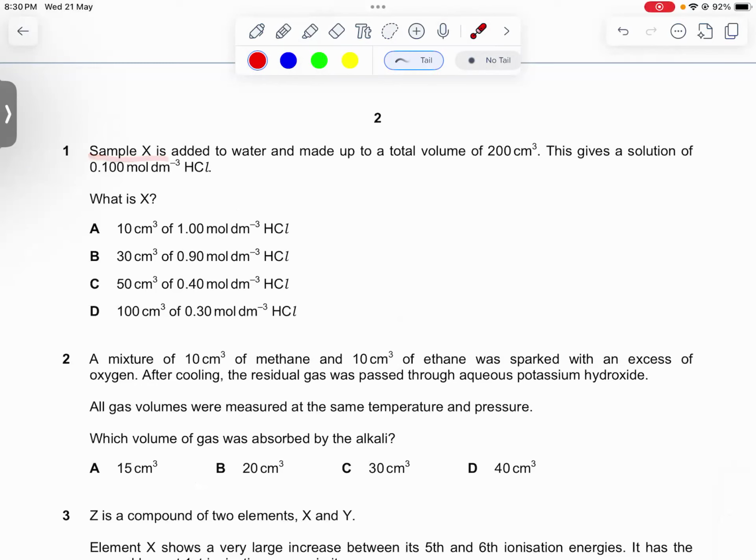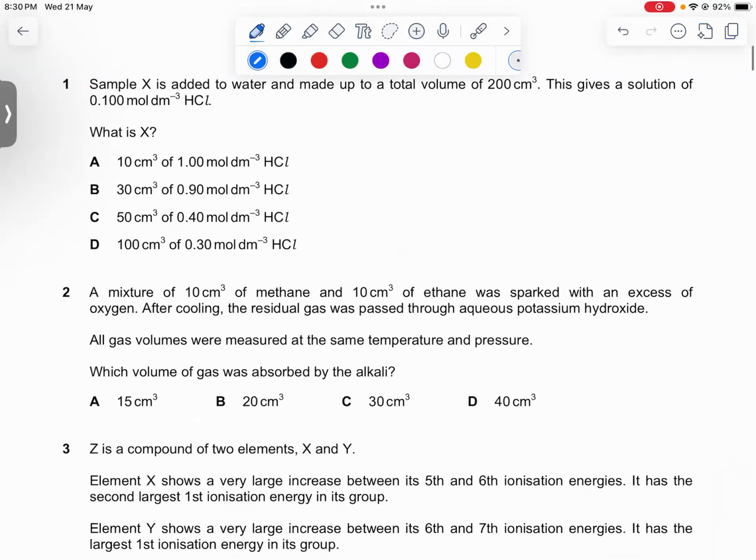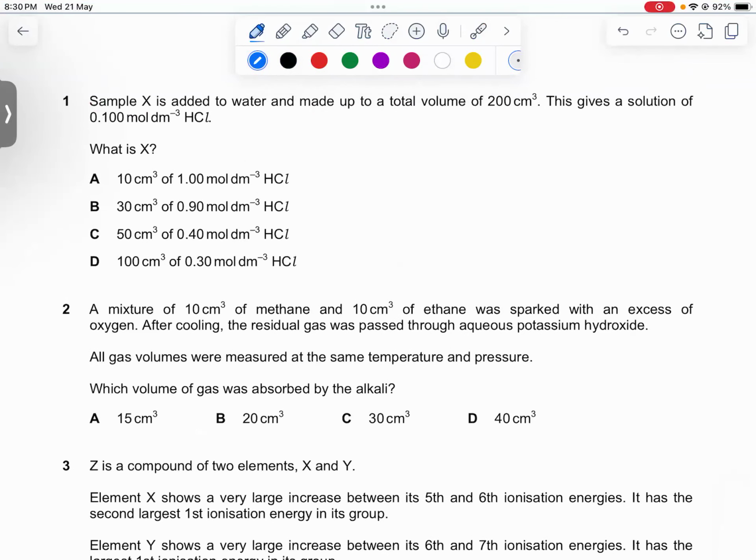Sample X is added to water and made up to a total volume of 200 centimeter cube. This gives a solution of 0.100 mole per dm cube HCl. What is X? To do this kind of question, you see a simple pattern, all right? Whenever we talk about dilution, this question is about dilution. Whenever we talk about dilution, we use a very famous formula. It's called C1V1 is equals to C2V2, all right?